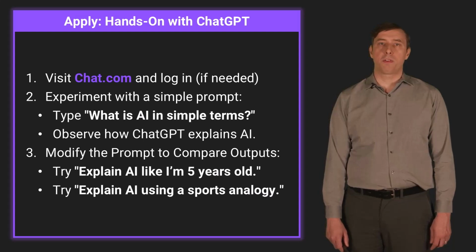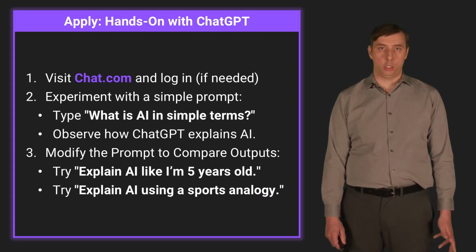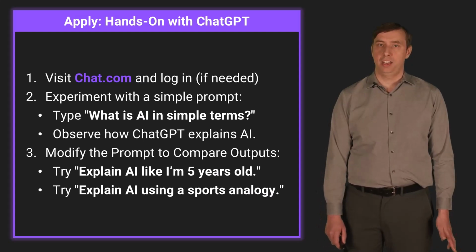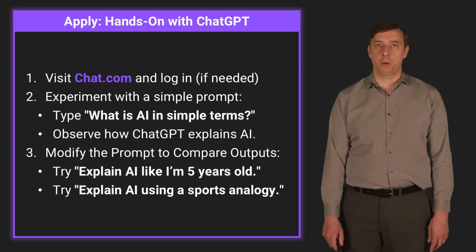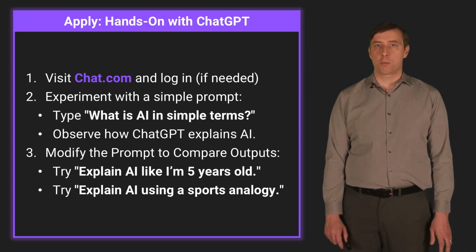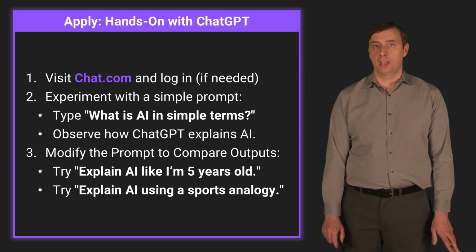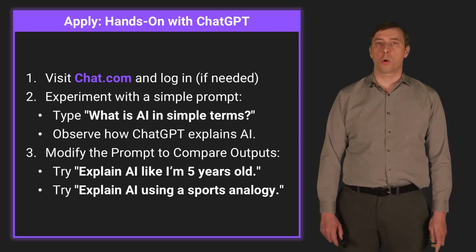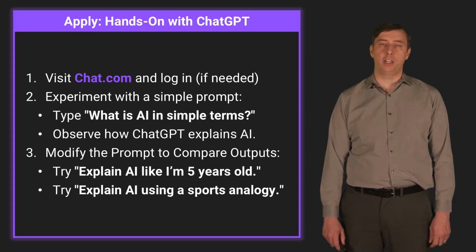Now that we've learned some foundational concepts of AI and explored how models like ChatGPT work, let's move into a hands-on activity. In this section, we're going to experiment directly with ChatGPT. We will see how small changes in our prompts can change the responses we receive. This will help us illustrate how our questions or tasks will work with AI tools.